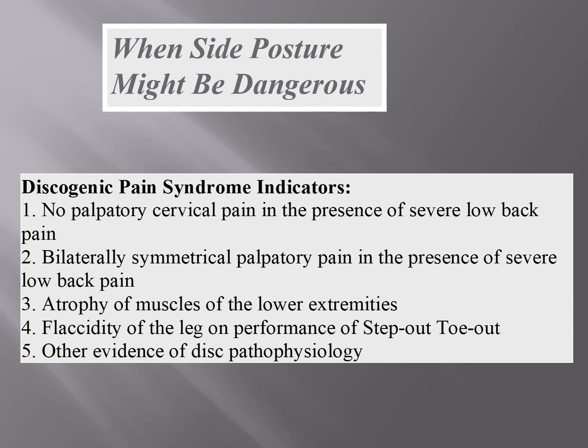But this is when the patient has no palpable cervical pain. You're trying to find the listing, and you go up to the neck, and they are a category 3. They've got a lot of low back pain, and you don't find a listing. That's about the worst possible indicator. If you're going to do side posture, be very, very, very careful. Don't do a push. Do a pull. It's safer.